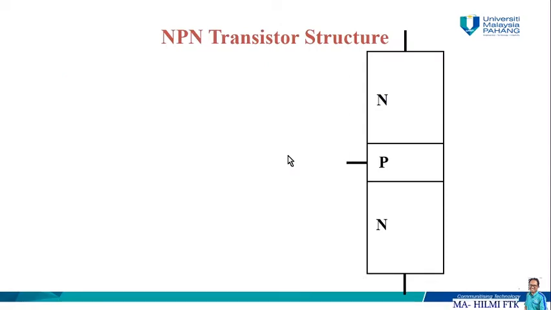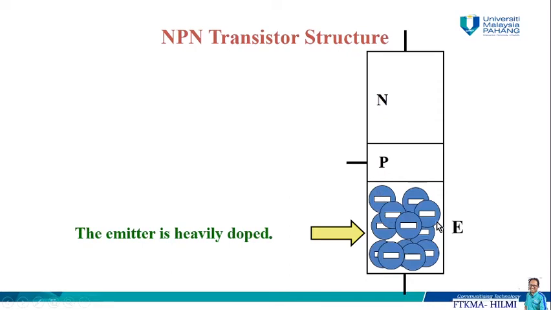So let's take a look at how a transistor actually works when we connect it to a circuit. Let's take a look at the NPN transistor structure first. So let's say we have the NPN transistor. We know that this is the emitter, where the emitter is going to be heavily doped. Please remember, in the previous video we discussed the doping process.